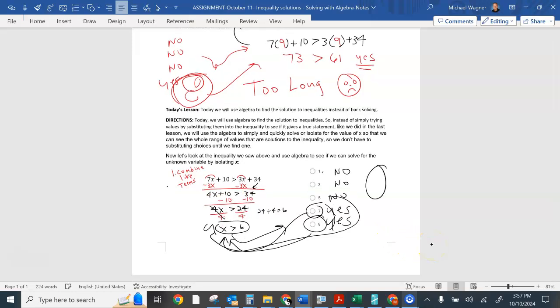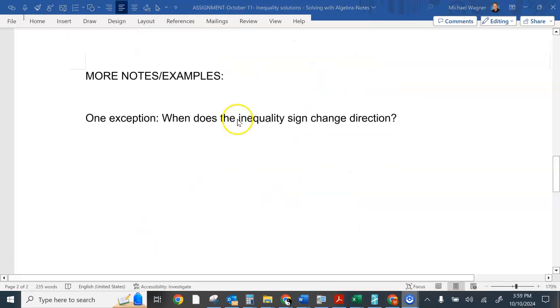That's a much easier way to do it. So now we're going to use algebra to solve for these and solve quicker. I'm going to do a few more notes and then we'll be done. On the other side of your page, please translate this.